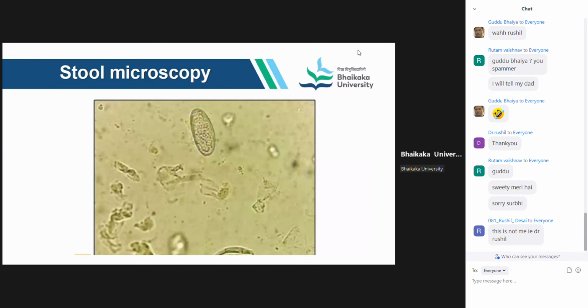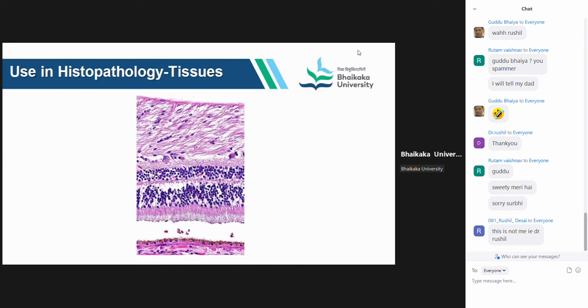And the last in pathology is the use in histopathology, where you study the diseased tissues. So these are the uses of light microscopy in pathology.